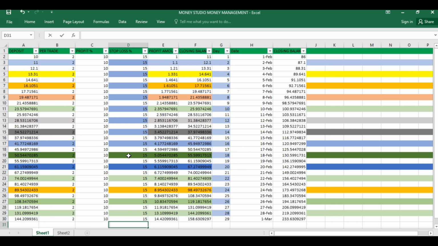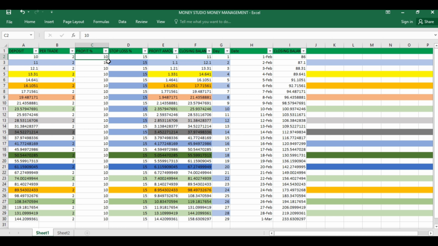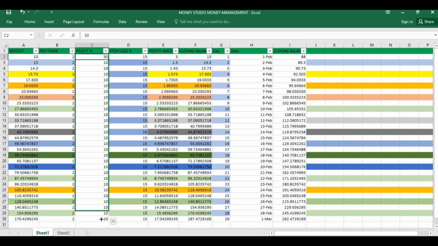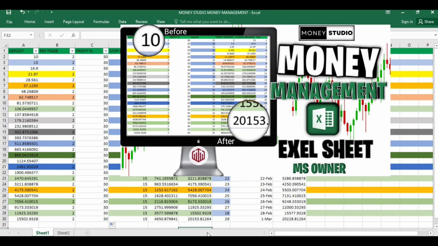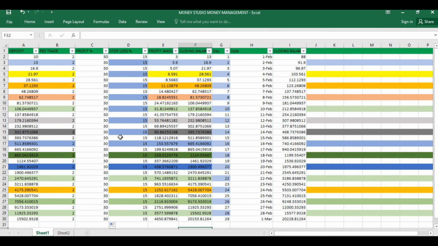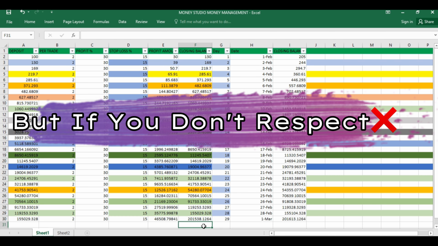So you can change it according to your risk. Suppose you want to make 30% daily. Okay, then it will change automatically. See here, it will change automatically. So if you gain 30% daily with the $10 balance, then at the end of the month your amount will be 20,000. But you have to maintain money management. If you respect discipline, trading will respect you, but if you don't respect it, no.